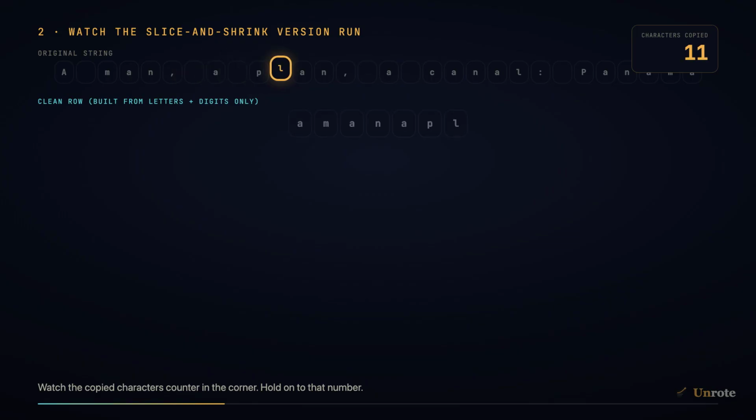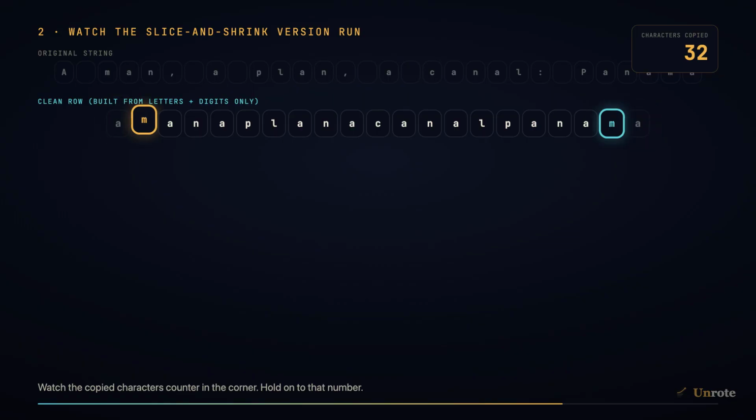The top row stays the same, but the clean row keeps getting recreated. Full row, then the middle slice, then the smaller middle slice, over and over. Watch the copied characters counter in the corner. Hold on to that counter, because this is the part that quietly gets expensive.